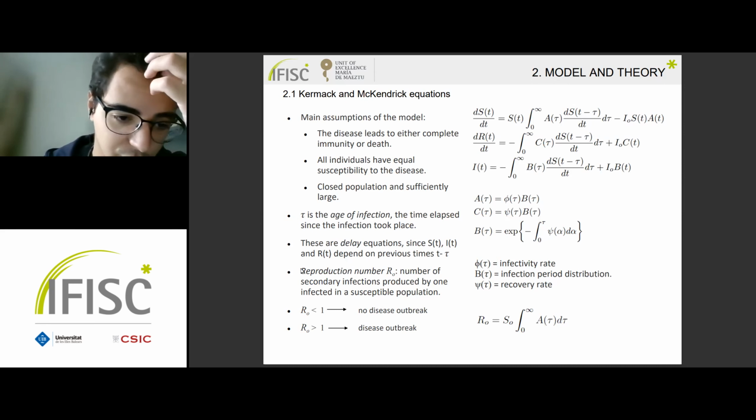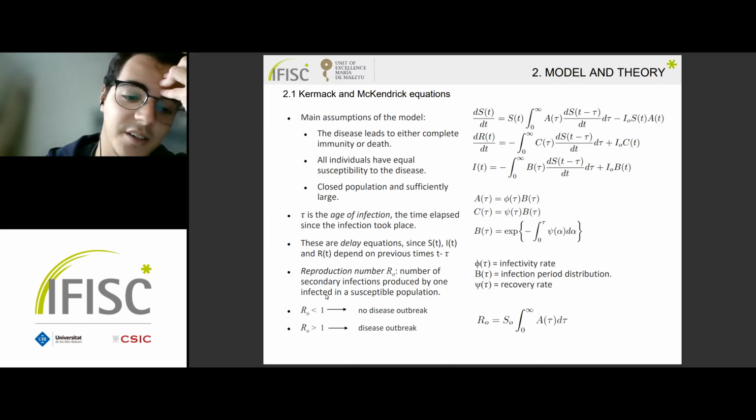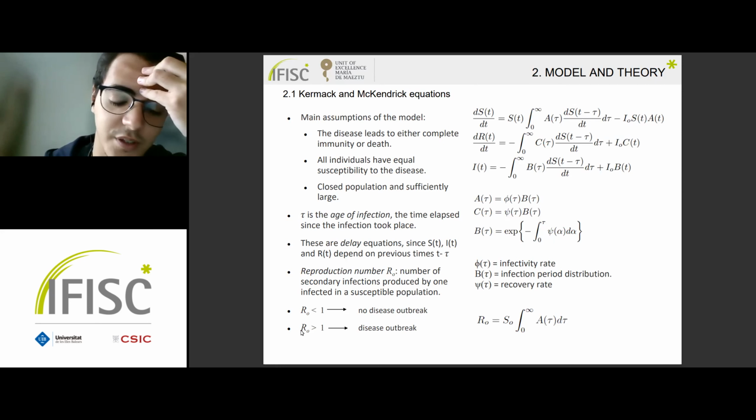And we will also use a lot throughout this presentation the reproduction number, which basically measures the number of secondary infections produced by one infected individual when introduced in a susceptible population. And somehow this reproduction number measures the impact of the disease and predicts the outbreak of the disease. If the reproduction number is smaller than 1, you won't have any disease outbreak. And if the reproduction number is bigger than 1, we will have a disease outbreak. So we have an infection peak and so on.